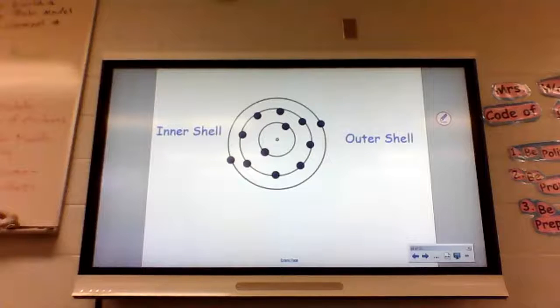All right. So this is just one that I drew, and we're going to figure out how many inner shell and how many outer shell electrons there are. Okay? So, you want me to let you draw it, or do we just want to talk about it? Both. All right, you just sit there for a minute and chill. I'll be patient. You trying to tell me the answer?